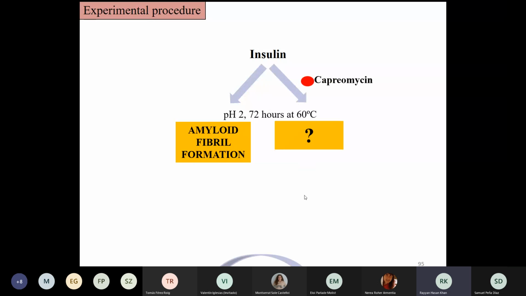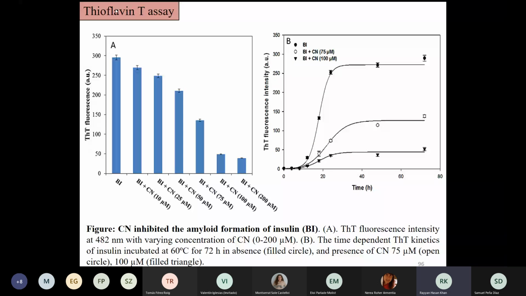We just want to see how capromycin is going to inhibit the amyloid fibril formation by measuring the ThT fluorescence. Now this is the control. Here you can see it is showing a positive ThT binding. As we increase the concentration of capromycin from 10 to 200, you can see the inflection point is around 75 to 100 micromolar.